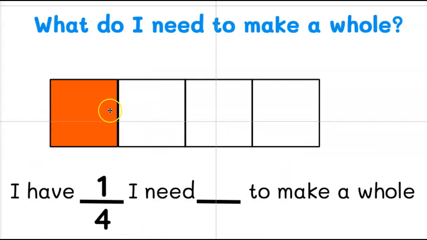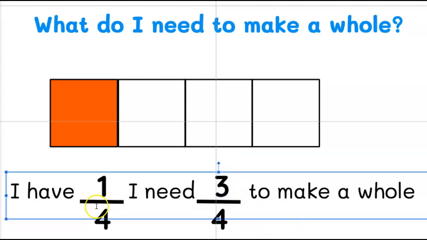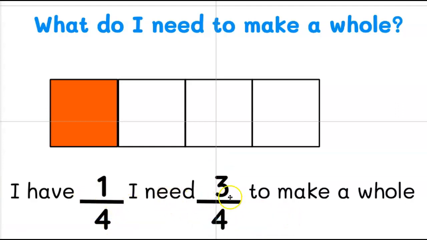So what do I need to make a whole? I have 1 out of 1, 2, 3, 4 pieces. So I have 1/4. How many more do I need to make a whole? So if I have 1/4, let's see how much more we need to make the whole. We have 1, we need 1, 2, 3 more to make a whole. So I need 3 out of 4 to make the whole. So 1/4, if I add 3/4, I will have 4/4, which is the whole. So these two numbers on the top of the fractions should add up to the number on the bottom of the fraction.